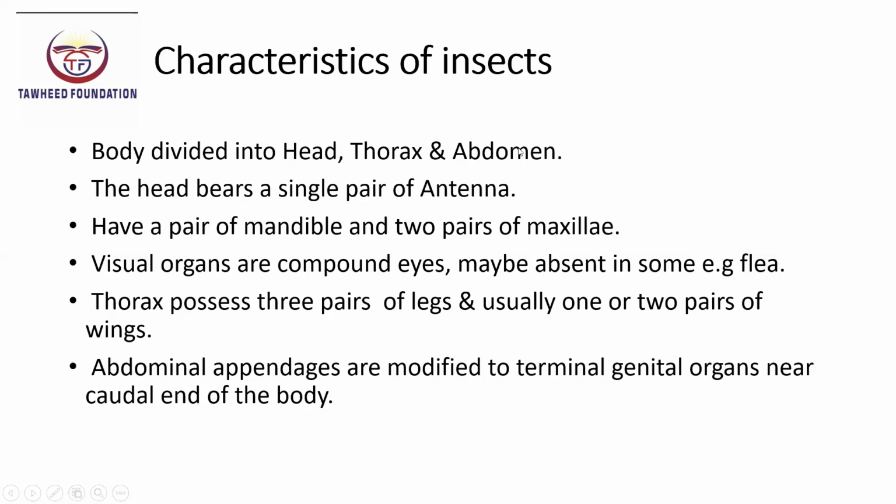So these are the characteristics of insects: how the body is divided, what the head bears, a single pair of antennae, a pair of mandibles and maxilla. Visual organs include compound eyes, which may be absent in some fleas. The thorax possesses three pairs of legs and usually one or two pairs of wings. Abdominal appendages are modified to terminal genital organs near the caudal end of the body.